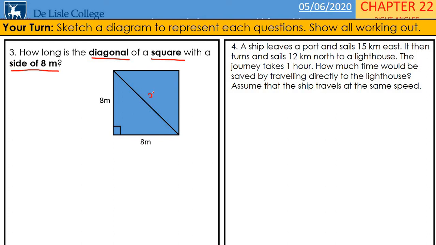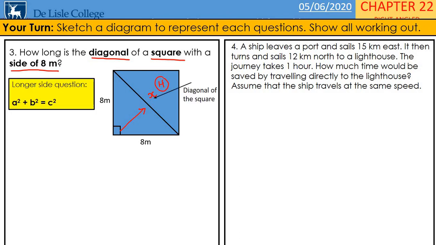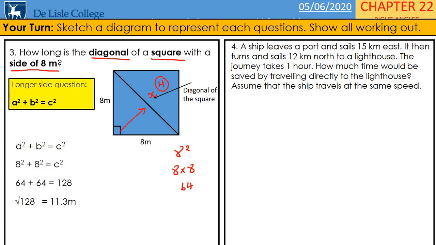Okay, what is it? So first things first, what sort of question is it? Well, you guessed, we're opposite the right angle, so it's the hypotenuse. So we know we're doing a squared plus b squared equals c squared. So we've got 8 squared plus 8 squared is c squared. We should know from prior learning that 8 squared means 8 times 8, which means 64. So we're doing 64 plus 64 is 128, square root it, and you get 11.3 metres rounded to 1 decimal place.